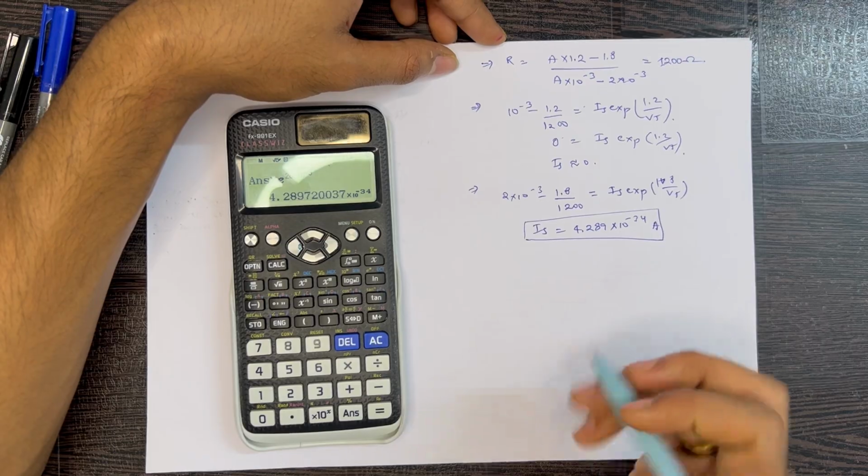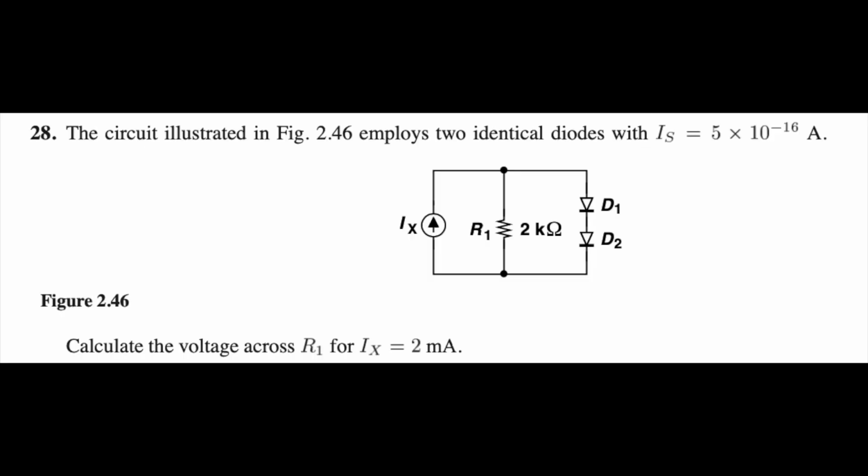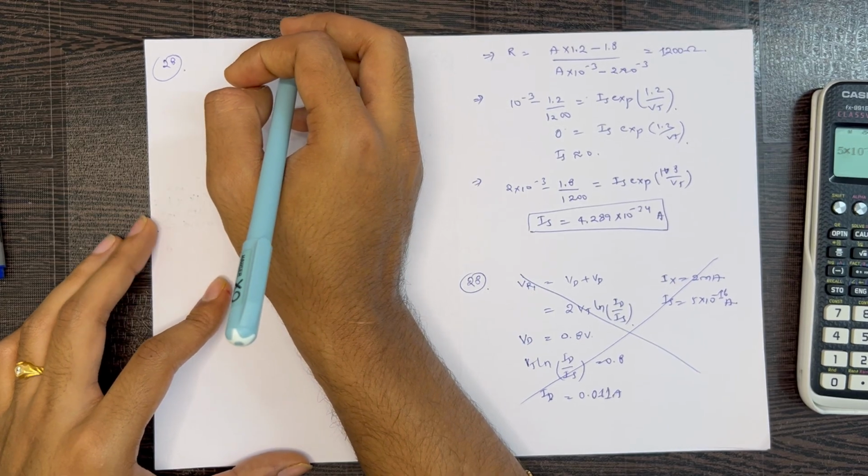Now let's go to the next question. The circuit illustrated in figure 2.46 employs two identical diodes with Is as 5 into 10 power minus 16 ampere. We need to calculate the voltage across R1 for Ix equals 2 milliampere. Okay, we need to calculate the voltage across R1.